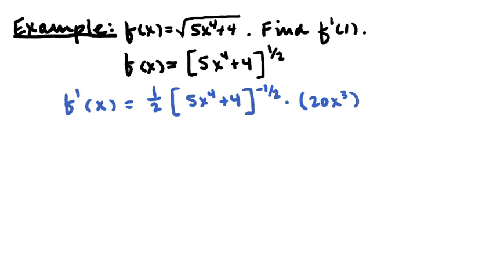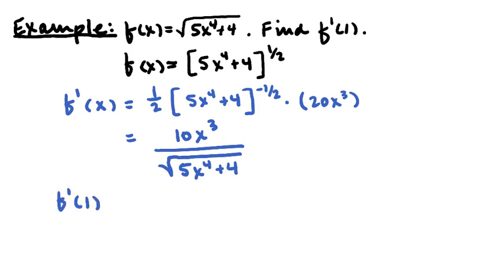Right, now this is fine. If you wanted to be a little fancier with it, you could multiply the 1/2 and the 20, and that would be 10x to the third. And the negative 1/2 power is going to send the thing down into a denominator, and it's going to turn into a square root. So you could write it like that. You wouldn't be any more right, but it might be easier for you to work with if you had to say, plug in 1 or something like that. Okay. So then f prime of 1 is going to equal 10 times 1 to the third power divided by the square root of 5 plus 4.